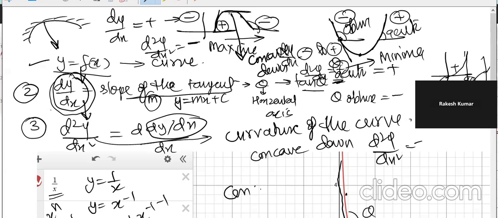If it's concave up, then the second order derivative is positive. See, here it is concave up. So at minima, it is concave up. That's why it is positive.